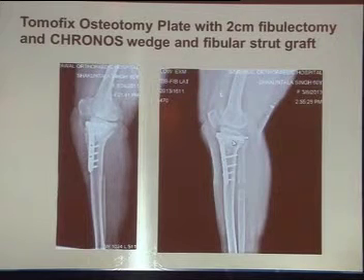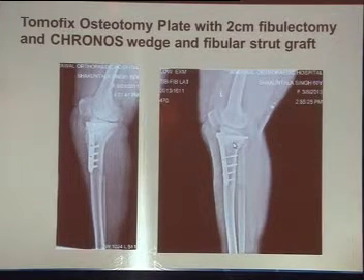This is the posterior side. So we have put in the Chronos and the fibula which we placed posteriorly. It works like a pillar there. And because we have removed this part, when she was walking it was giving a valgus thrust. So there was no recurrence of the deformity.